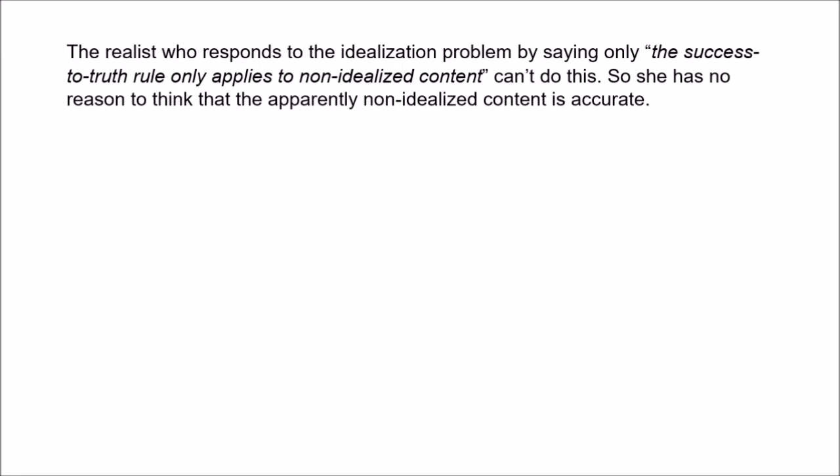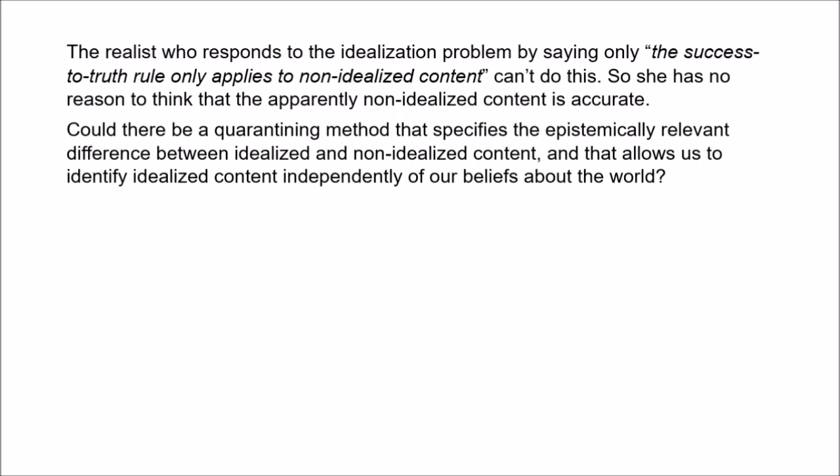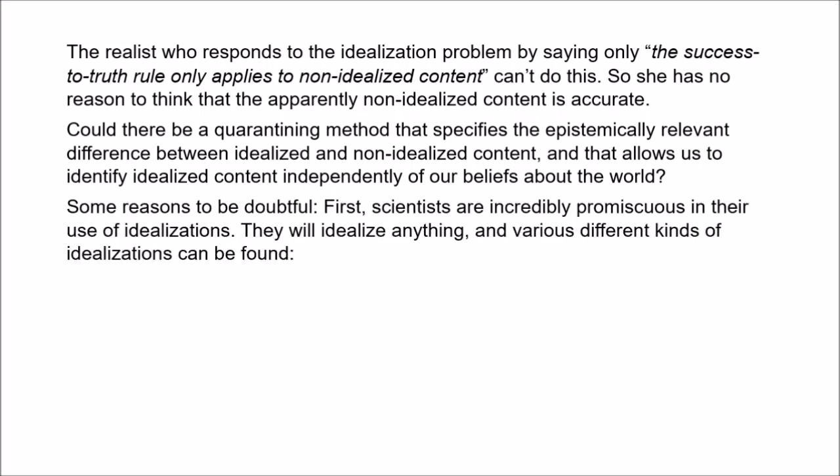So could there be a more sophisticated quarantining method? Well, there are reasons to be doubtful, and here they are. First, consider why we introduce idealizations into theories and models. The world is far too complex for any system to be understood in its entirety. We have no choice but to simplify the system and its relationship to other systems in a variety of ways. Scientists are incredibly promiscuous in their use of idealizations. They will idealize wherever and in whatever ways get the job done, and they may have different jobs in mind: making accurate predictions, unifying phenomena, giving causal explanations, or whatever.